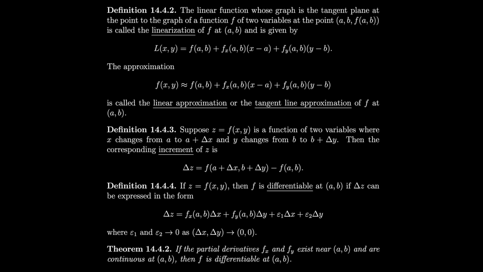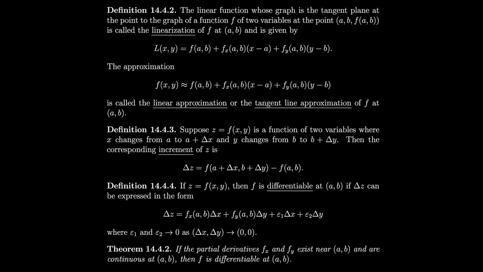Next, suppose z equals f of x, y is a function of two variables where x changes from a to a plus delta x and y changes from b to b plus delta y. So delta x is the change in x, delta y is the change in y. We call those the increments, as we've seen before. So then the increment of z is delta z. So that's just f of (a plus delta x, b plus delta y) minus f of (a, b).